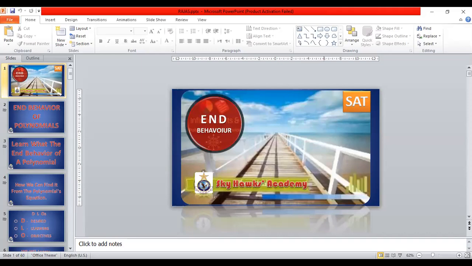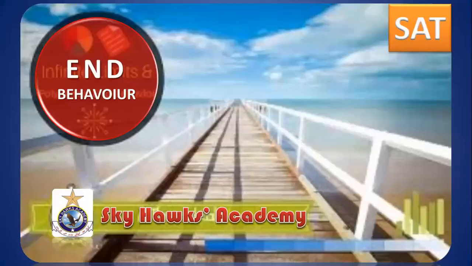End behavior. What I mean to say is that it is all about functions. So we will discuss the end behavior of functions graphically, and then at the end we will talk about how to find the end behavior of a function algebraically. Now, the first thing is that we should define what end behavior is.